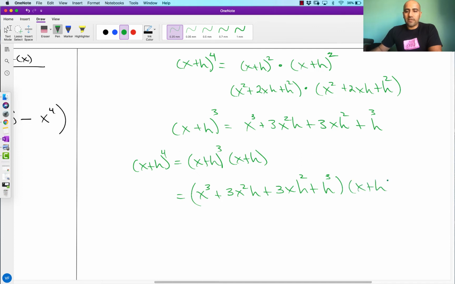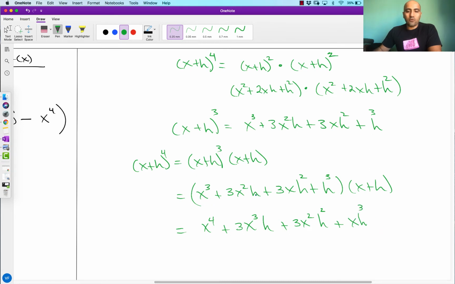Times x plus h, right? And so now I have to multiply each one of these by an x, and then come back and multiply each one of these by an h. So if I raise all the x powers by 1, I get x to the 4th power plus 3x to the 3rd h plus 3x squared h squared plus xh cubed.